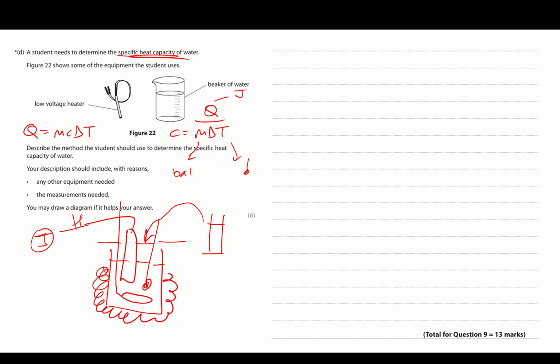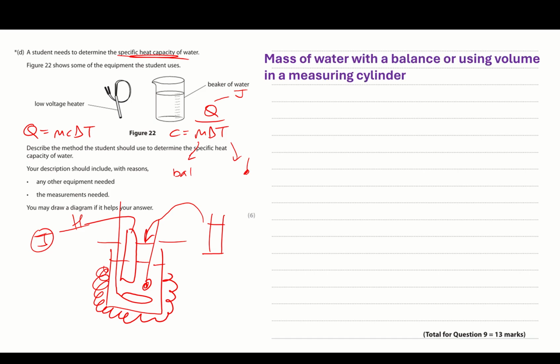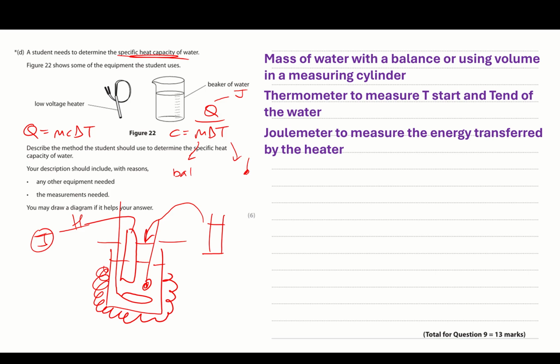But now I'm going to go through the model answer here. So find the mass of the water with a balance or using the volume in a measuring cylinder. So if I wanted this, I could weigh the beaker empty, then put my water in, find out what that mass is, because 1 gram equals 1 centimetre cubed. Or I could just use a measuring cylinder. Put a thermometer in to measure the temperature at the start and at the end of the water. Get a joule meter to measure the energy transferred by the heater. If you wanted to, you could use an ammeter and a voltmeter, but joule meter is easier.